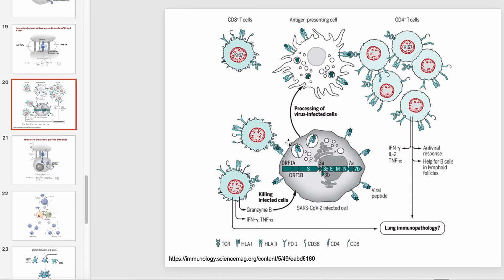And so this guy will directly kill this guy. These CD8 T cells will directly kill this infected cell to prevent it from producing viruses. This antigen-presenting cell will stimulate more T cells, such as CD8 T cells and CD4 T cells, to go on to fight the infection.